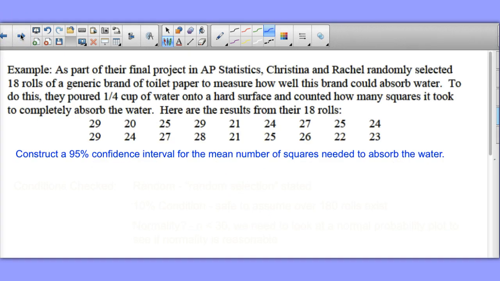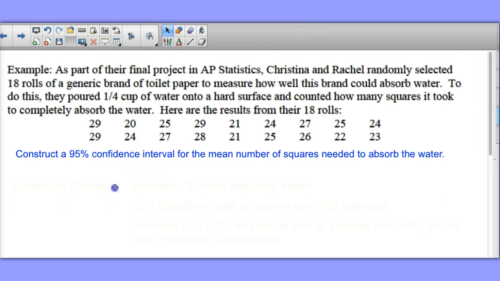So in this example, as part of their final project in AP Statistics, these two girls randomly selected 18 rolls of generic brand toilet paper to measure how well the brand could absorb water. And they poured a quarter cup of water onto a hard surface and counted how many squares it took to completely absorb the water. And here are the results from their 18 rolls. We're going to construct a 95% confidence interval for the mean number of squares needed to absorb a quarter cup of water for this particular brand of toilet paper.